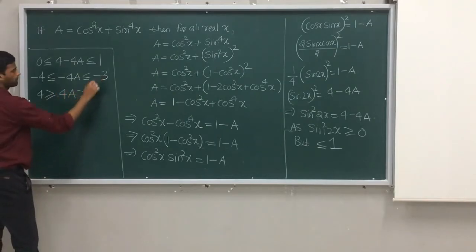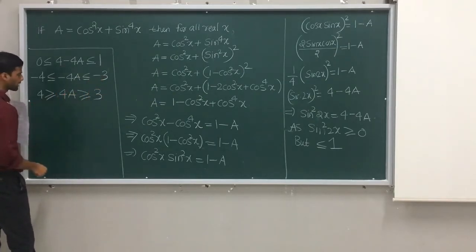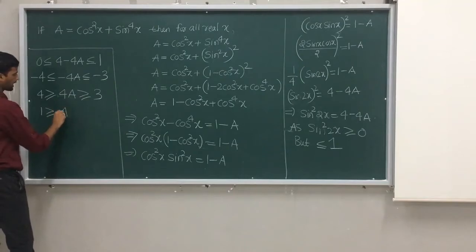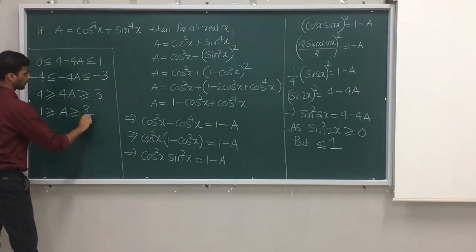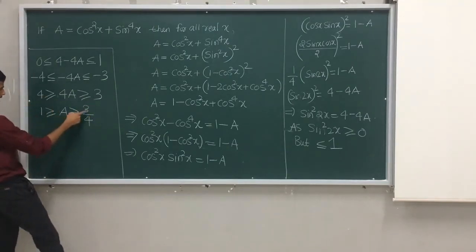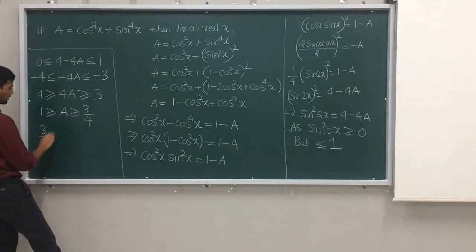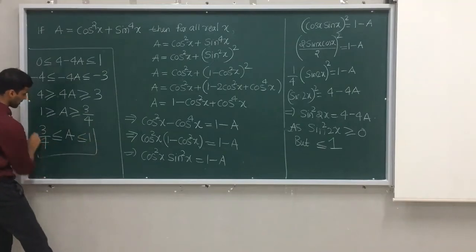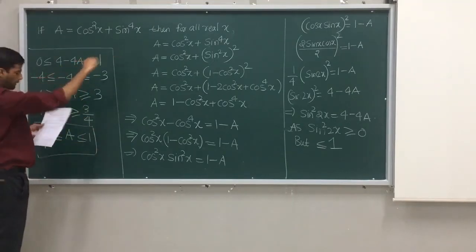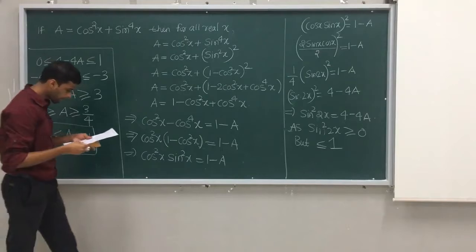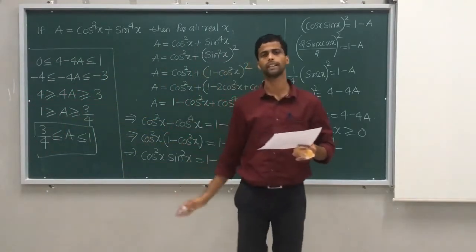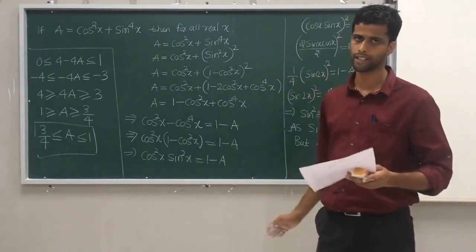It becomes 3. Right? Now I want a. So divide by 4. 4 by 4 is 1. Here if you divide by 4, it is 3 by 4. I will reverse it because 3 by 4 is least. 3 by 4 less than or equal to a. 1 is highest. So if this condition is given, then 3 by 4 less than or equal to a less than or equal to 1 is the right answer for this particular question.